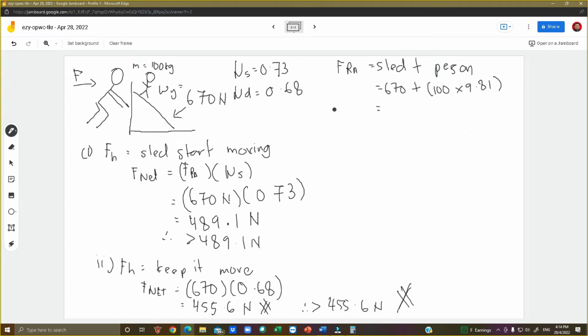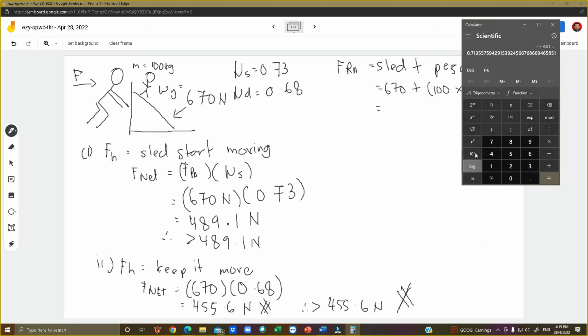Okay, this one first. How much do you get? What is the weight for the new complex? What is the normal reaction force for the new complex? 768.1 Newton? Make sure you are correct. It's not 700. It's not 100 times 9.81.